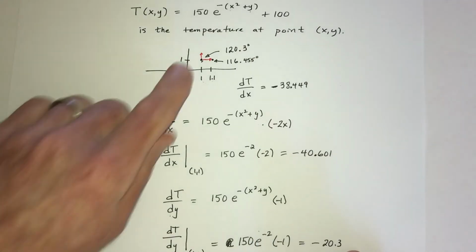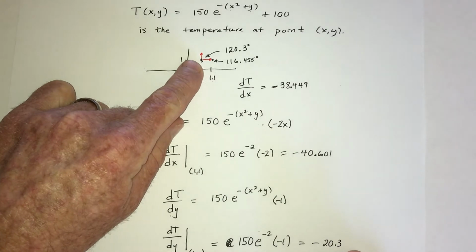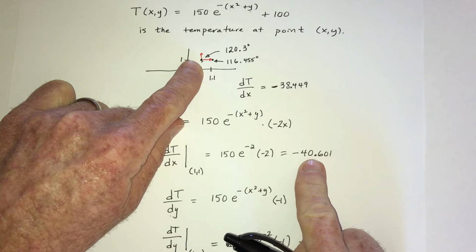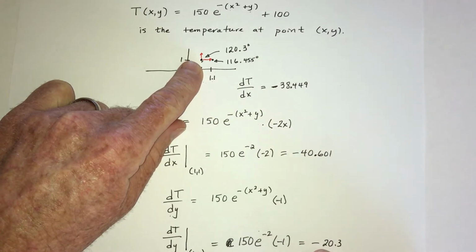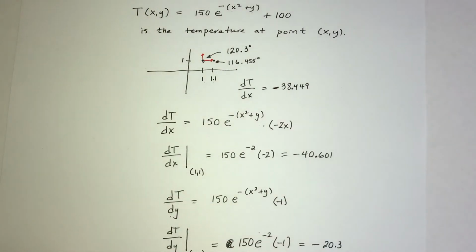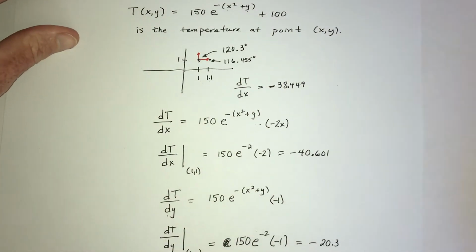So if you were standing at this point and you wanted to cool off faster, that would be this one. It's cooling off by 40 degrees. This one's cooling off by 20 degrees. So if you want to cool off fastest, then go in the x direction. That is the idea of partial derivatives.